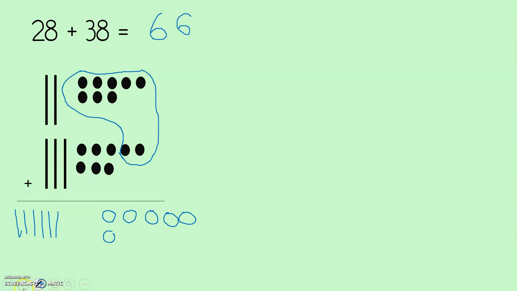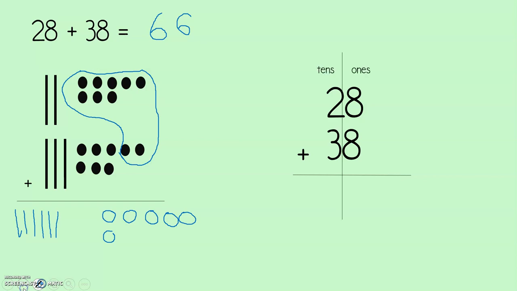But we're not quite done yet. Remember where the ones and the tens are. Here I'm going to add 8 ones and 8 more ones. Now when I add these 8 ones plus 8 ones, I get 16 ones. Well, 16 has 6 ones in it and 1 ten. Now I can add my tens. 2 tens plus 3 tens is 5 tens. Plus 1 more 10 would give me 6 tens. So now again, I have 6 tens and 6 ones, which is 66.